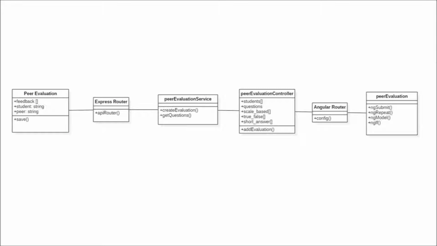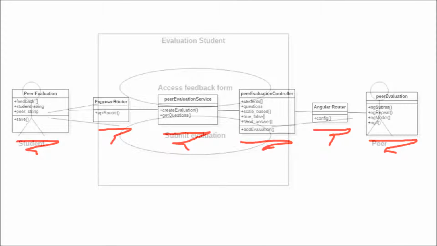Now we're going to look at the peer evaluation class diagram. First, we're going to start with the back, peer evaluation itself, which has the feedback, the student, and the peer. It also saves. That one's handled through the API router, which in turn goes towards the evaluation service to create evaluations and get the questions. The peer evaluation controller handles the students' questions and the different types of questions. For example, how many scale-based there are, how many true and false, how many short answer. It also adds the evaluation. The Angular router configures, and the peer evaluation has the 4 options.